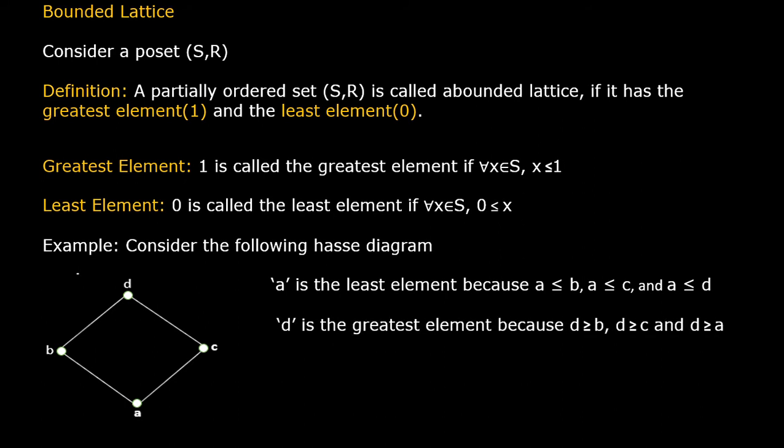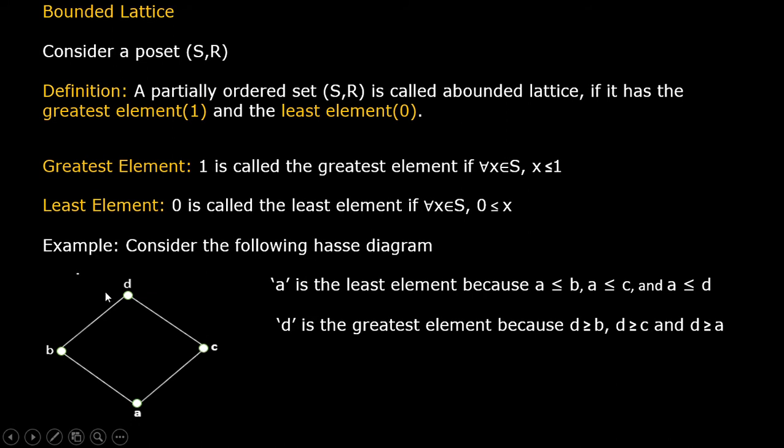Again, D is the greatest element here because D is greater than or equal to B, D is greater than or equal to C, and D is greater than or equal to A. Or in other words, B is related to D, C is related to D, A is related to D. That means all the remaining elements of the set are related to D here. I can see A is related to D through transitivity, I can see B is related to D, and I can also see that C is related to D.